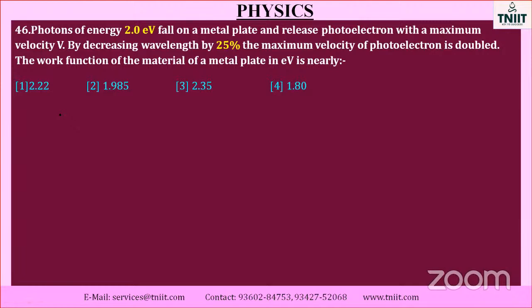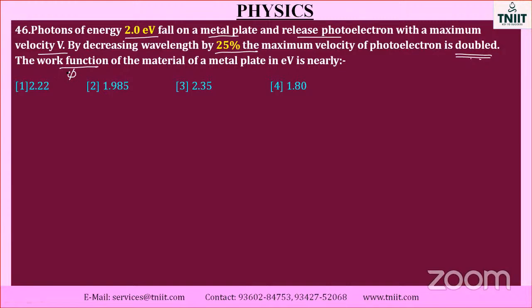Look at the next problem, students. Photons of energy 2 electron volt fall on the metal plate and release photoelectrons with maximum velocity v. By decreasing the wavelength to 25%, the maximum velocity of the photoelectrons is doubled. What is the work function of the metal?